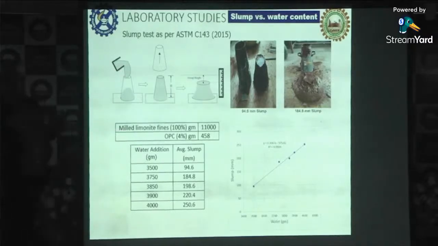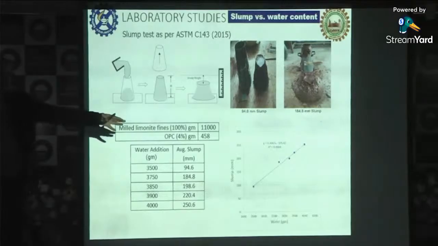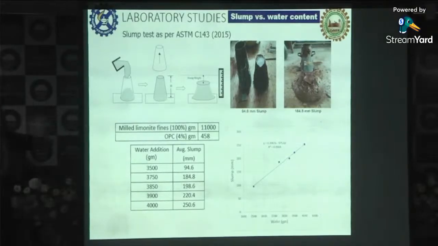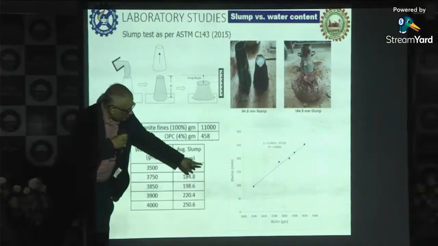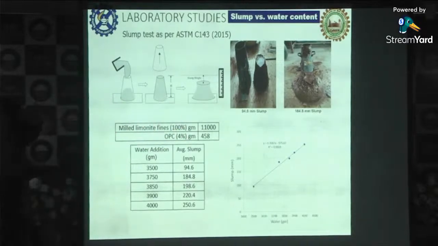Usually it varies from 0 to 200 or 300 mm. So we can see the difference. This is a slump of 184 and this is a slump of 94. What is the difference of the subsidence which is taking place? It usually tells the consistency of a fill, how it will behave when it is poured inside the stope. When we go on increasing the water content, the slump also goes on increasing, because the spread will increase as the flowability increases.